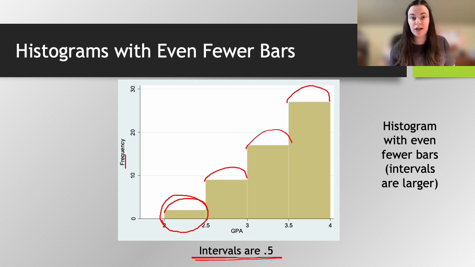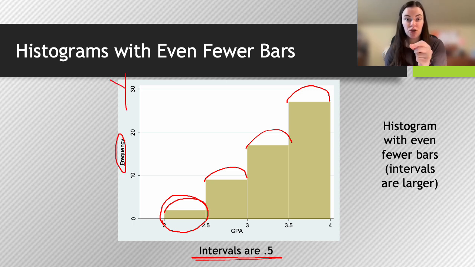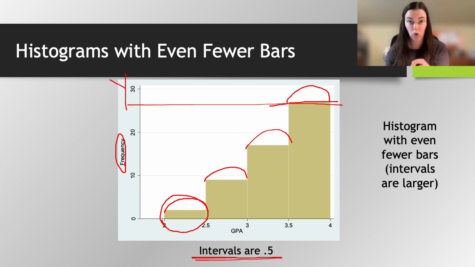Perhaps it's important for us to show each individual nuance of that 2.1 to 2.2 and 2.3. Maybe we want really granular analysis. In that case, it might make sense for us to go with that first iteration of the graph where those interval and bin sizes at the bottom were only 0.1.